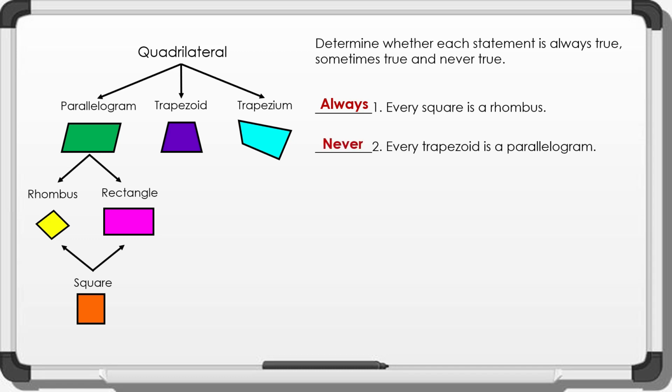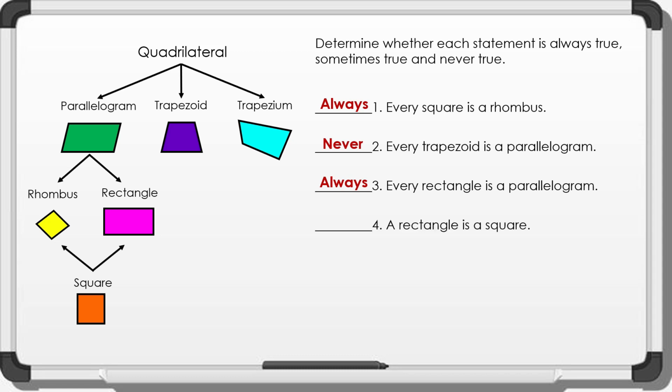It is never true. Why? Because a trapezoid has only one pair of parallel sides. Unlike a parallelogram, it has two pairs. Therefore, a trapezoid cannot be a parallelogram. Number 3. Every rectangle is a parallelogram. It is always true because it has the characteristic of a parallelogram, which is that the two pairs should be parallel.